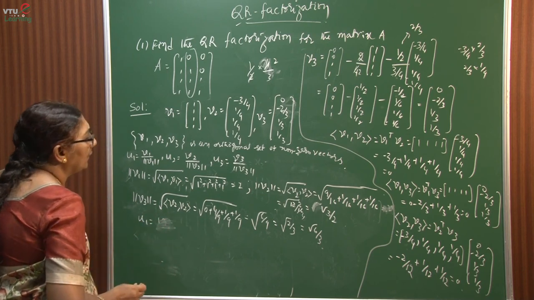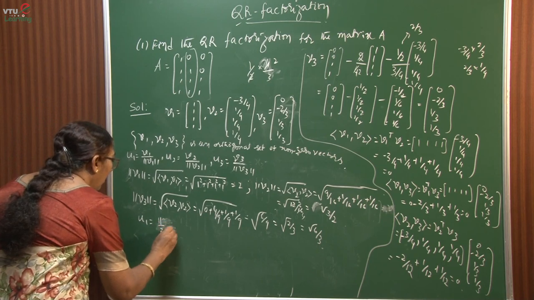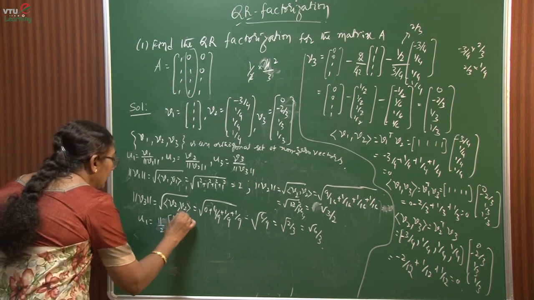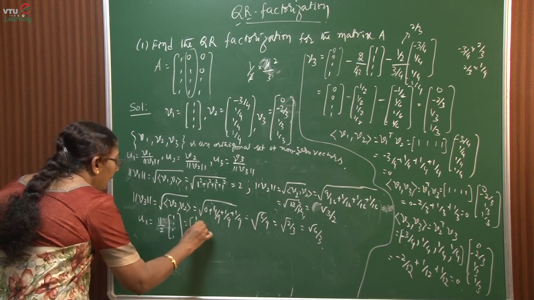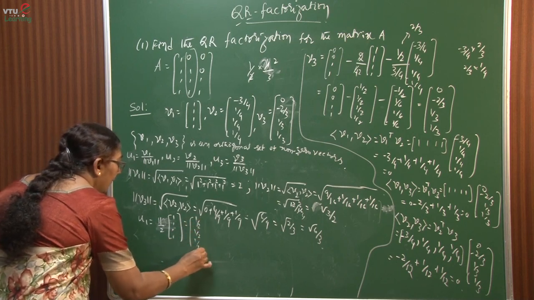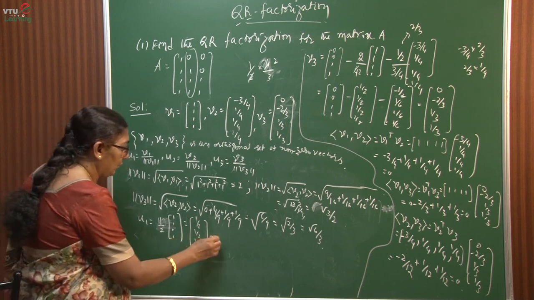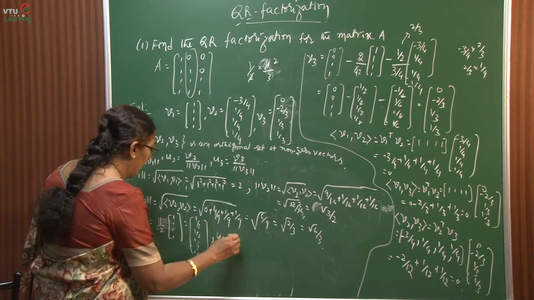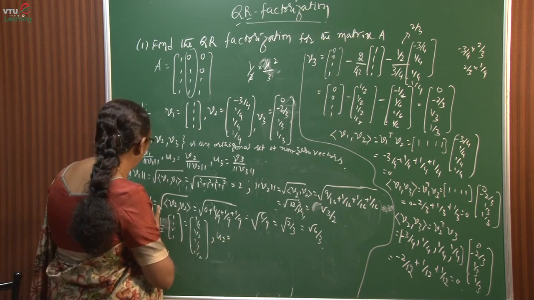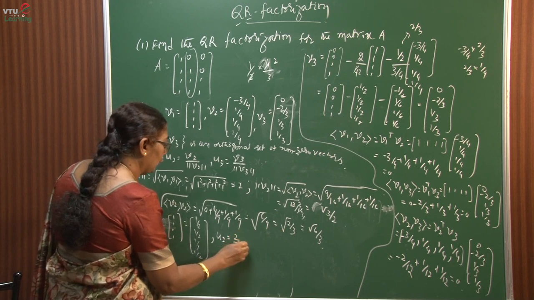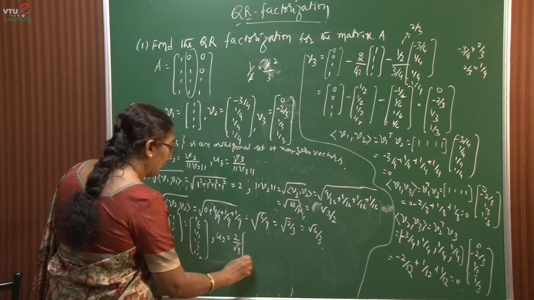What is the norm of v1? 1 by 2 of v1, 1, 1, 1, 1 is nothing but half. Okay. And then what are we going to do? u2. What is my u2? Norm of v2. What is the norm of v2? It is root reciprocal 2 by root 3, 2 by root 3, half.